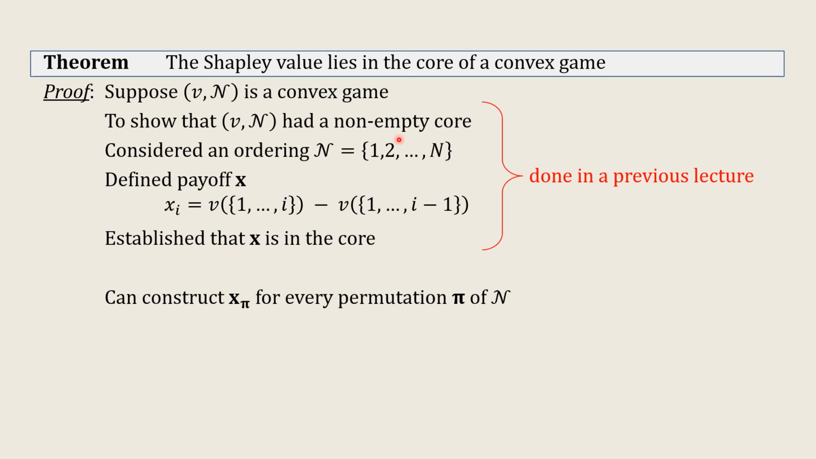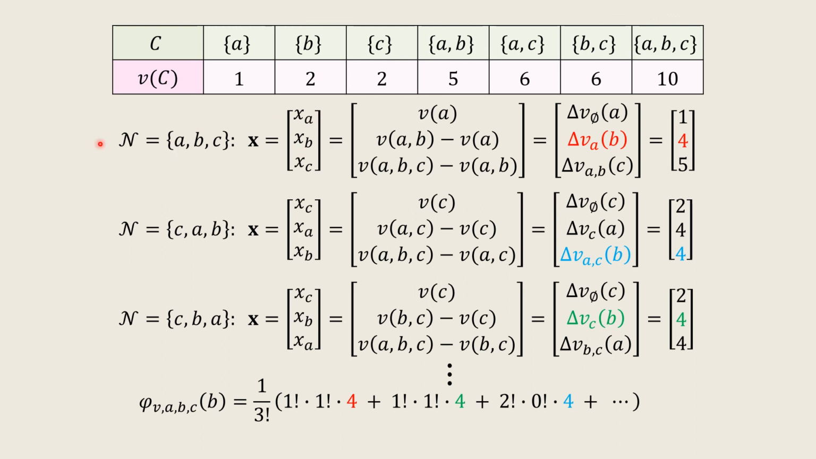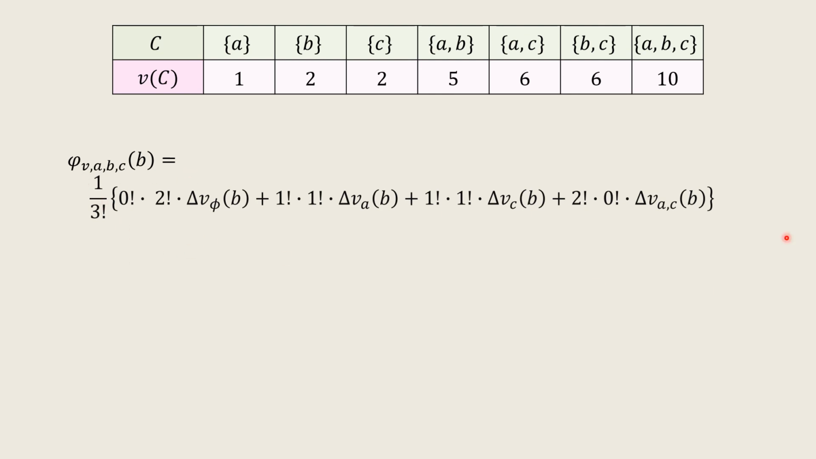Now, we can construct this ordering in any manner we like. And for each such ordering, the corresponding x, which we denote as x sub pi for the ordering pi, will also lie in the core. So here we have three possible orderings, ABC, CAB, and CBA, and these are the corresponding x's that we get. Now, as an example, the Shapley value of agent B will be a convex combination of the corresponding values of this, and this here as shown in color. This is XB, XB, and this is XB. And so this is actually the Shapley value for that agent B.